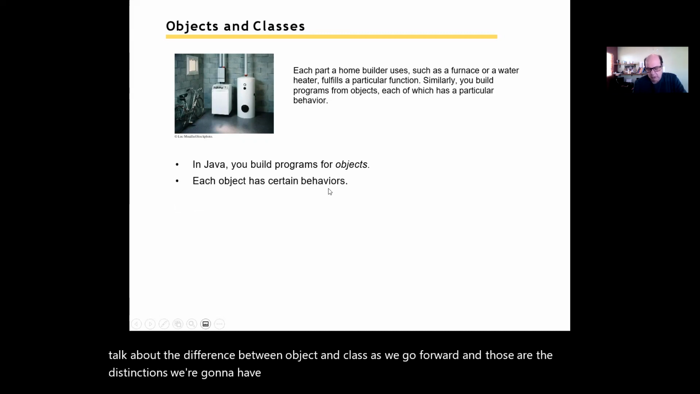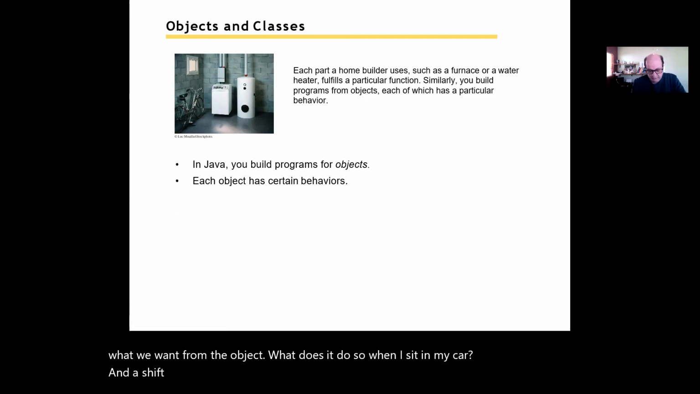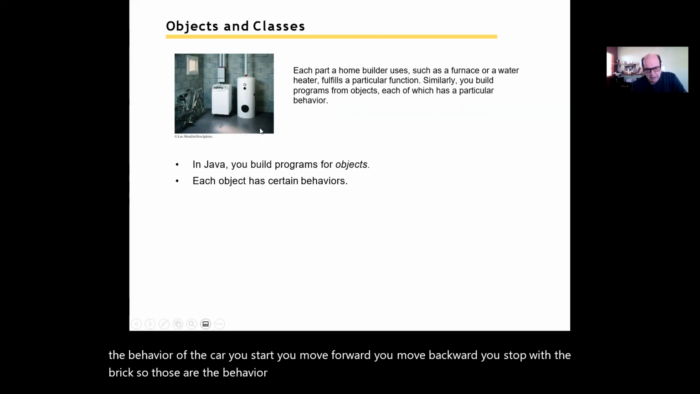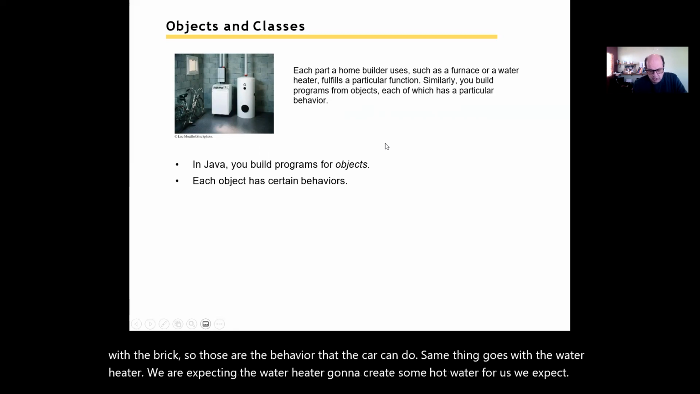So the behavior, which I call functionalities or actions, is what we want from the object. What does it do? When I sit in my car and shift to drive, of course, I have to start the engine first, then it's going to go forward. That's the behavior of the car. You start, you move forward, you move backward, you stop with the brake. Those are the behaviors that the car can do. Same thing goes with the water heater. We expect the water heater to create some hot water for us. We expect a furnace to give us some hot air.